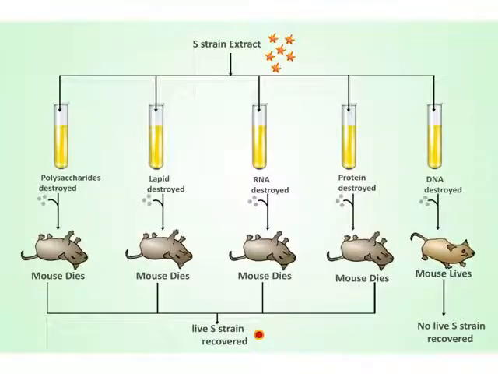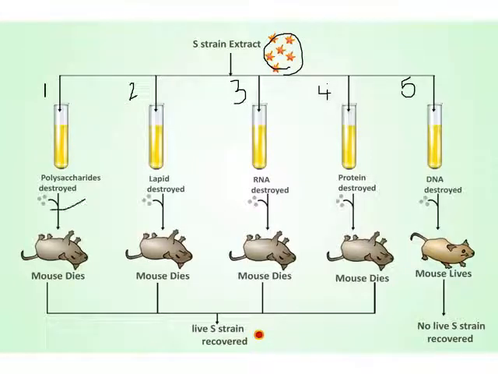They took a bunch of the S strain of the bacteria, and they heat killed it. Made a solution of boiled S strain. Okay, broke it all up. Same exact thing that Griffith did. And then they aliquoted that out into different tubes. Tube 1, 2, 3, 4, and 5.